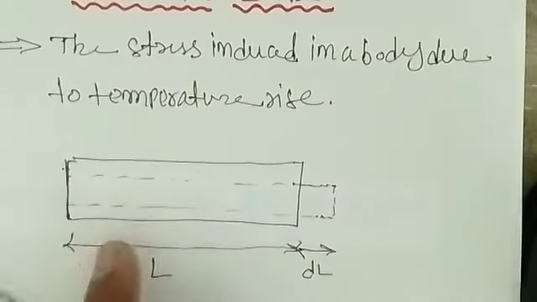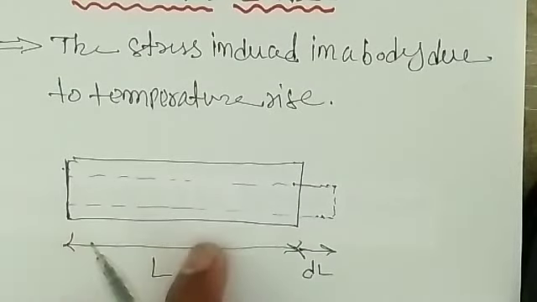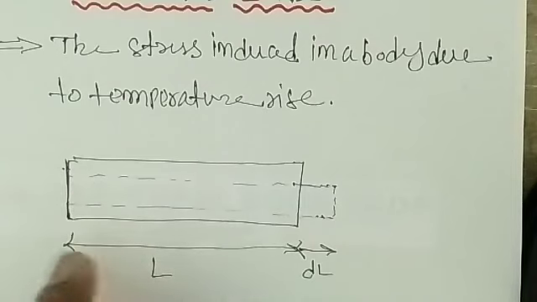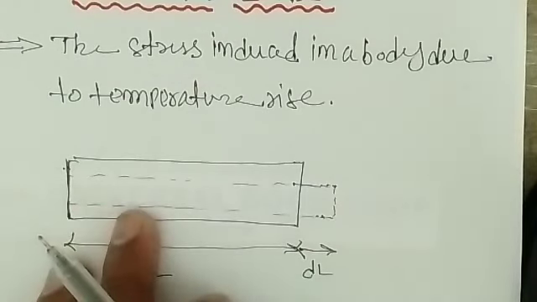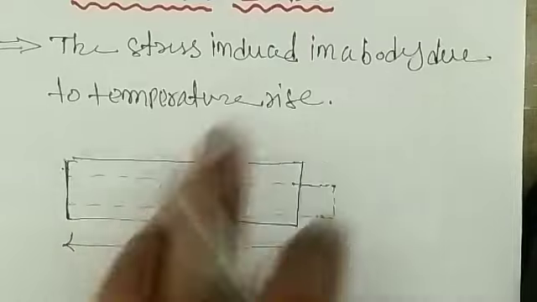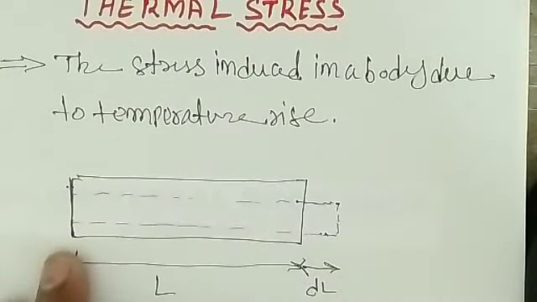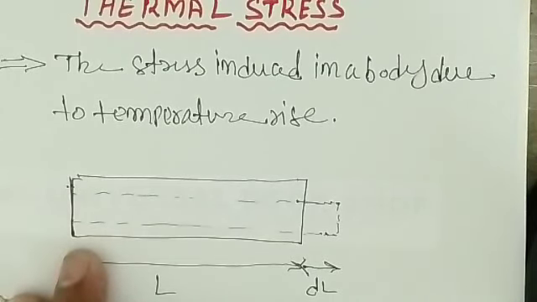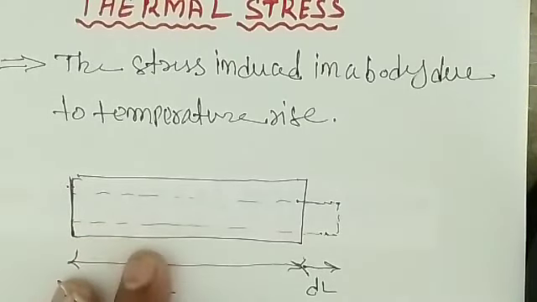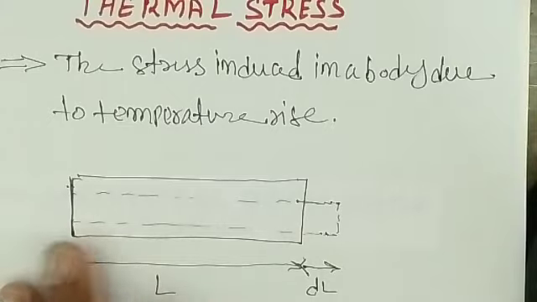Now we consider that L is the length of the bar, A is the cross-sectional area of the bar element, and E is the Young's modulus of the bar element. As we are studying thermal stresses, we need to see one factor, which we call the coefficient of linear expansion. That coefficient of linear expansion is the main factor because of which the expansion takes place. The material whose coefficient of linear expansion is more will expand more. If we compare, brass has a higher linear expansion than steel, so brass will expand more.